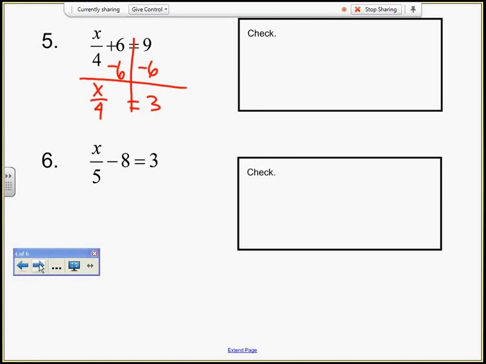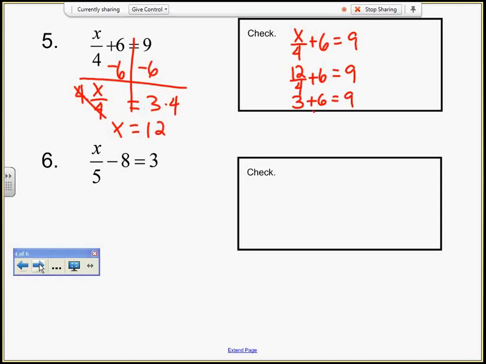Now I've got x divided by 4. Its inverse operation is to multiply by 4. Multiply by 4. And I end up with x is equal to 12. Let's check. So you're telling me that x over 4 plus 6 is equal to 9. So I'm going to substitute, instead of x, I'm going to write a 12 and see if this thing holds true. 12 over 4 plus 6 is equal to 9. 12 over 4 is 3.